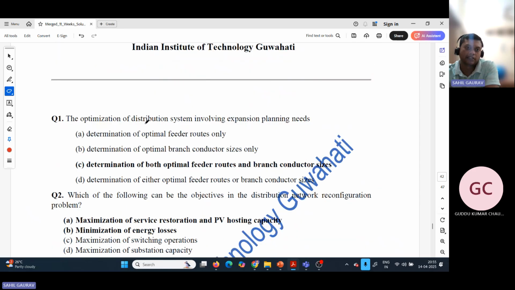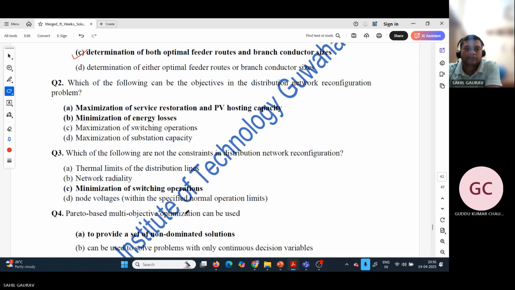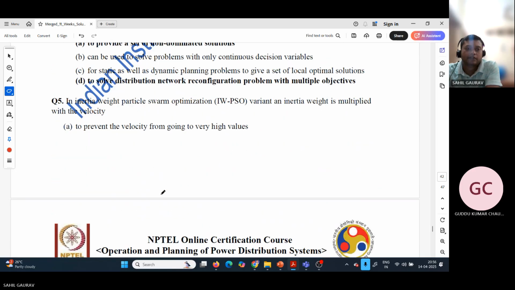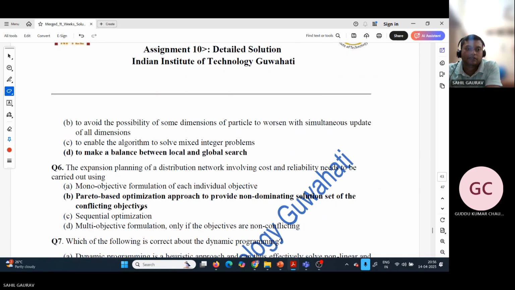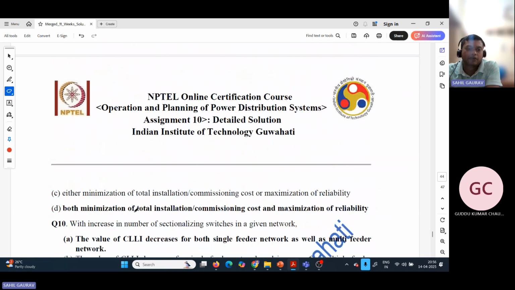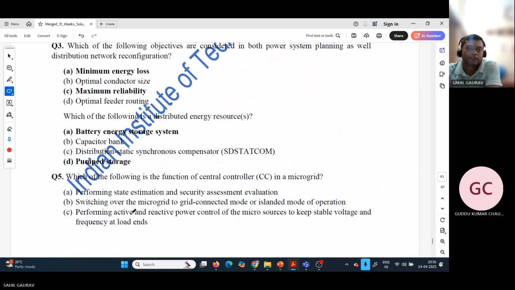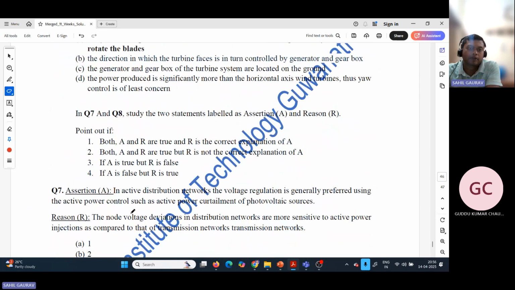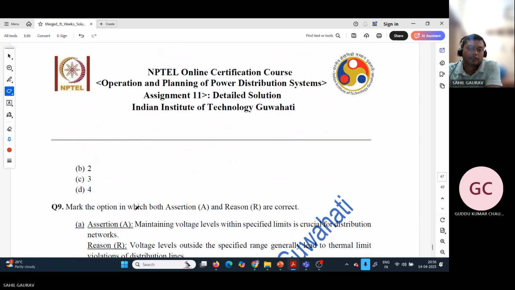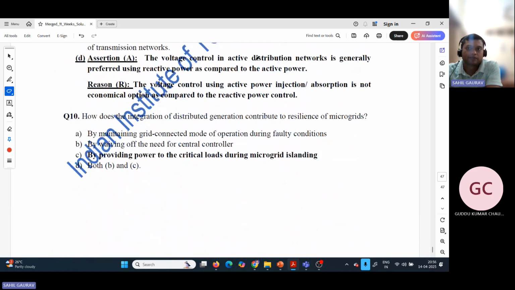So here it is asking about optimization planning needs for expansion. So it is the determination of both feeder routes and branch conductor sizes. We have covered all these types of problems in the tutorial assignments. You just quickly go through all these, and I hope you will be able to understand and answer in the exam also.